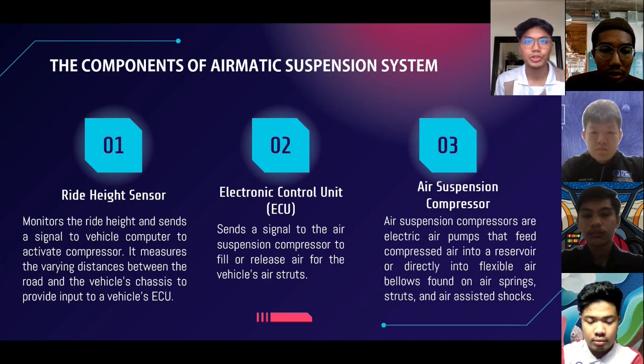The ECU sends a signal to the air suspension compressor to fill or release air for the vehicle's air struts. Third, air suspension compressor. Air suspension compressors are electric air pumps that feed compressed air into a reservoir or directly into flexible air bellows found on air springs, struts, and air assisted shocks.